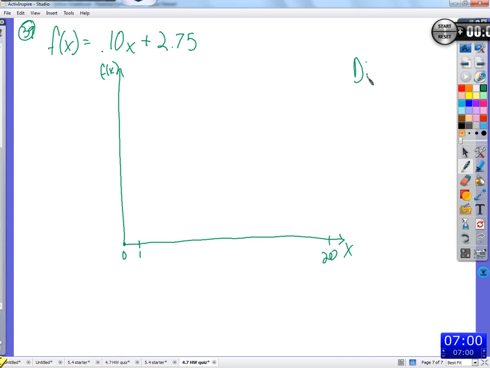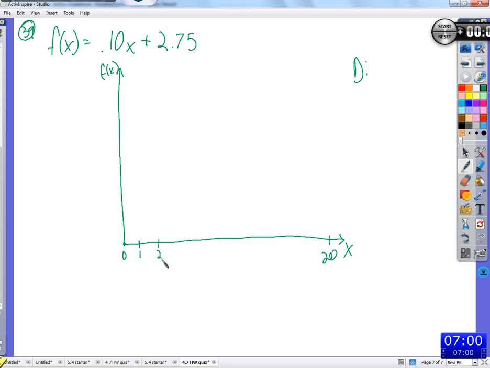1 all the way to 20. Do we have to start at 1? You just do 1, 2, and 3 for the domain. How about, okay, so this is the number of years since 1980. Could we do 1.5 years? 1 year and 6 months? Maybe we want to know what it was like in June of 1981. So we're going to go 1.5.